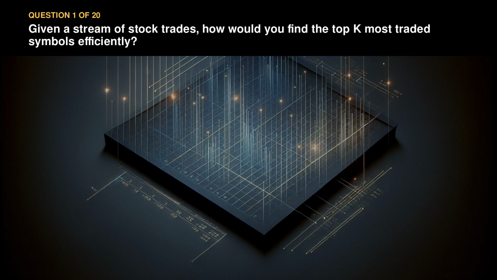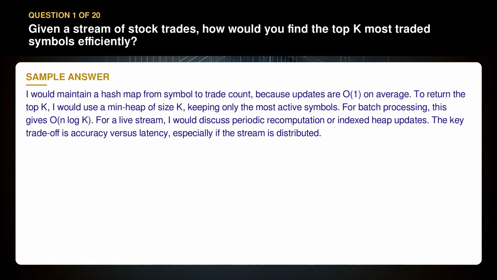Question 1. Given a stream of stock trades, how would you find the top K most traded symbols efficiently? I would maintain a hash map from symbol to trade count, because updates are O(1) on average. To return the top K, I would use a min heap of size K, keeping only the most active symbols. For batch processing, this gives O(n log K).